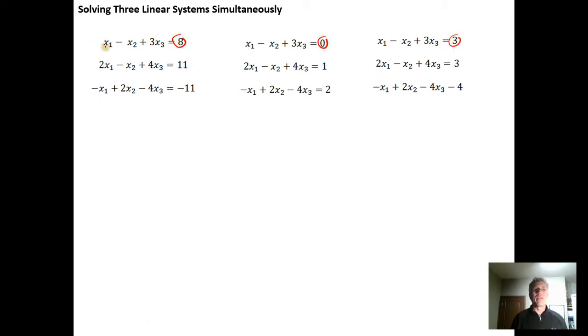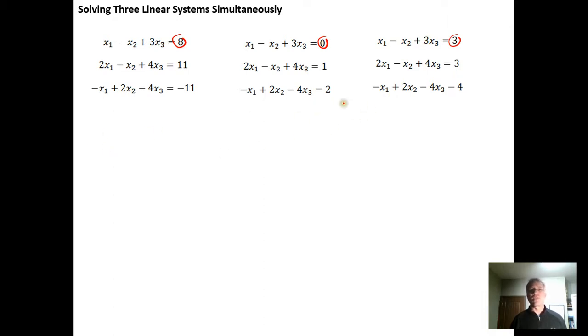So row 1 has coefficients 1, -1, 3 for all three equations. In row 2, the coefficients are 2, -1, and 4 for all three equations. And in row 3, the coefficients would be -1, 2, and -4 for all three.